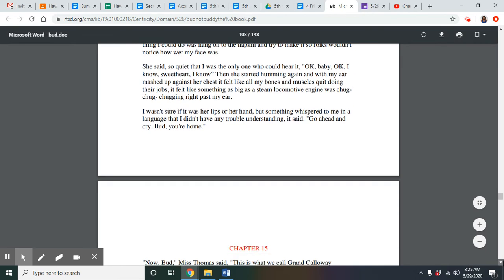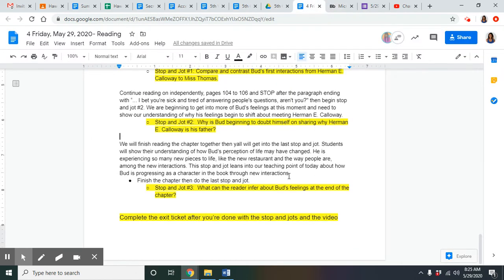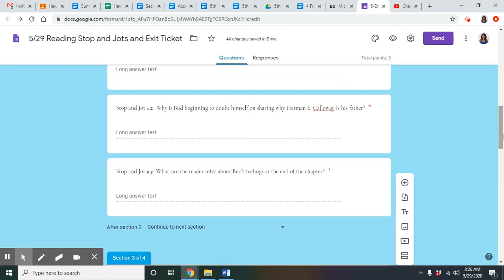Okay, guys. We just finished chapter 14, and you guys now can get into that final stop and jot. What can the reader infer about Bud's feelings at the end of the chapter? So, what are we getting from Bud's feelings, and what are we understanding about his feelings at the end of the chapter? Go ahead over to the last stop and jot and begin.